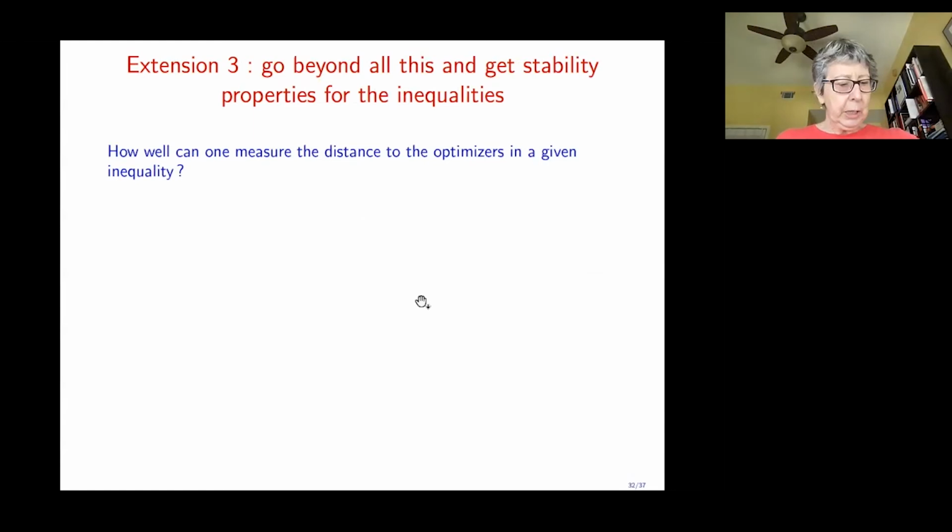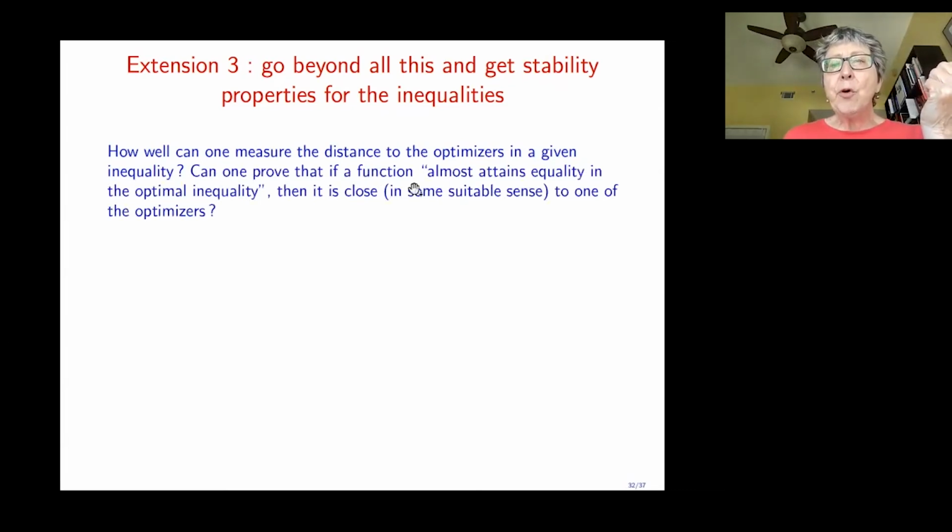Another extension is what I finished with last time, and I was just very short. I'm going to speak a little bit more about it. It's an area in which there is a lot of activity nowadays, and it's the question of improving inequalities, and in particular the stability question, which is related to the following question: how well can one measure the distance to the optimizers of an inequality by the inequality itself? In particular, can one prove that if the function almost attains equality, so the difference of the two terms is almost zero, but not zero, then these functions will be close to one of the minimizers?